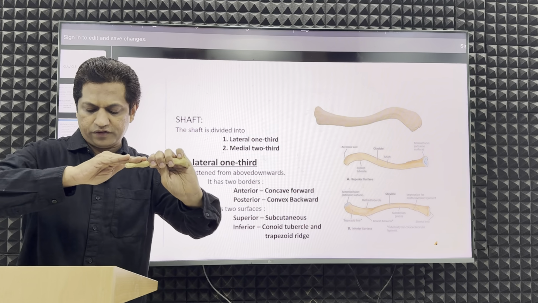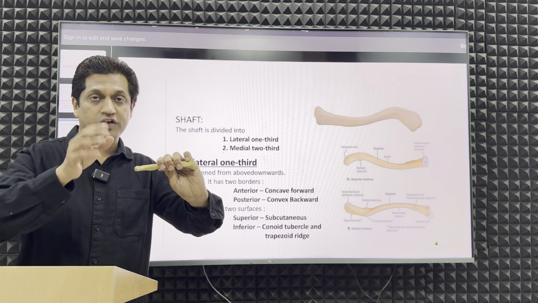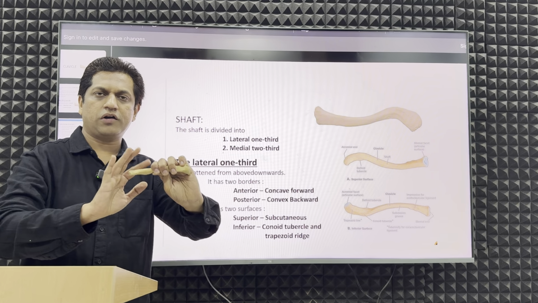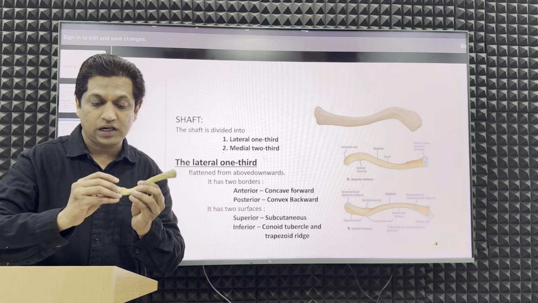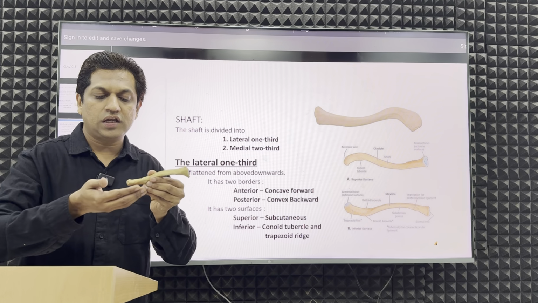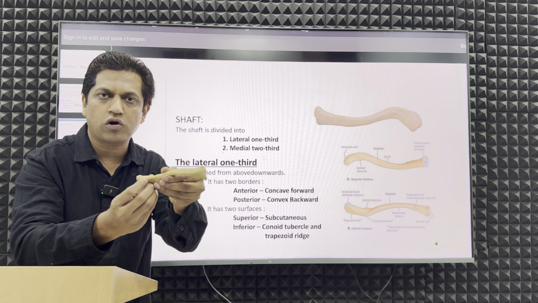The superior surface is subcutaneous, and on the inferior surface, the most important structure we should remember in the lateral part of the bone is the conoid tubercle. I do not know if you can see it in this camera or not. On the inferior surface there is a small projection, and this is known as the conoid tubercle.